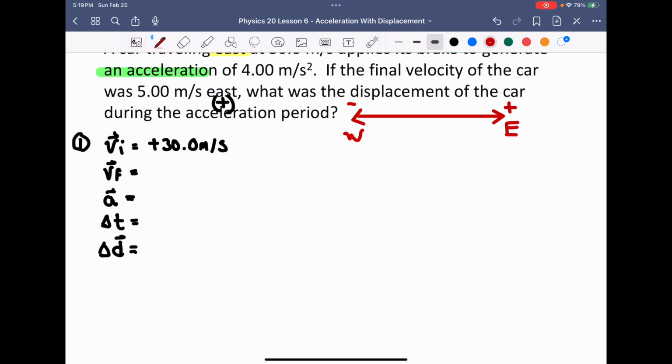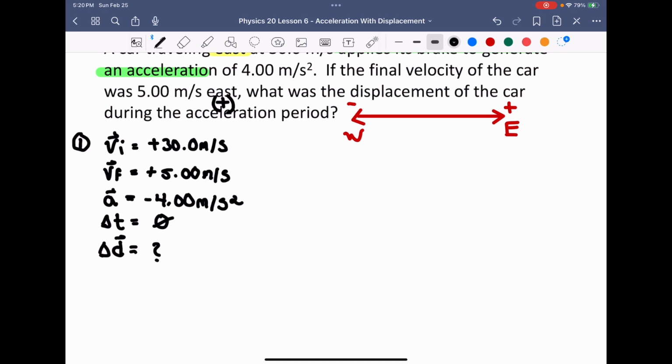Now, the final velocity here was positive 5 because it's still going in the east direction, but at a lesser magnitude. The acceleration was negative 4.00 because it's going in the opposite direction, or the brakes are being applied, meaning the car is slowing down. The change in time didn't really matter to us; they never mentioned anything about a change in time. What they did ask for, though, was the displacement over this period.